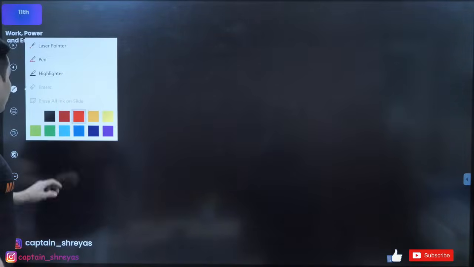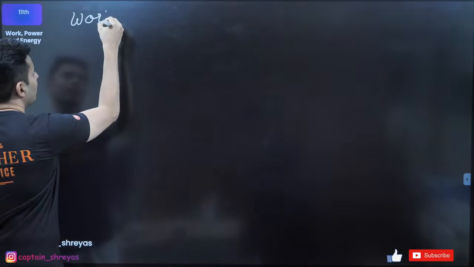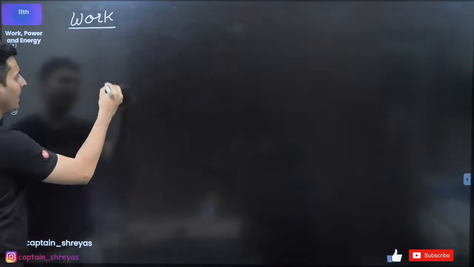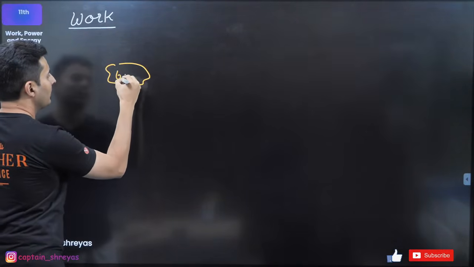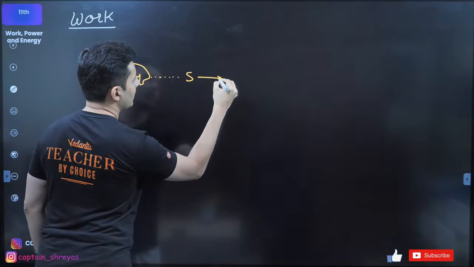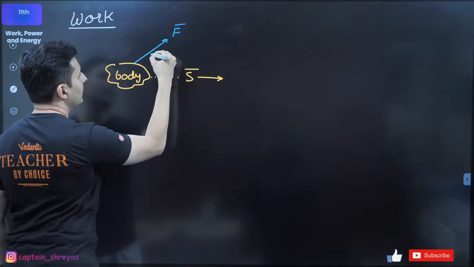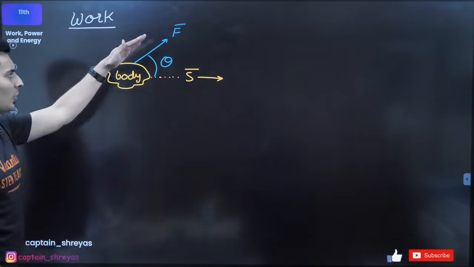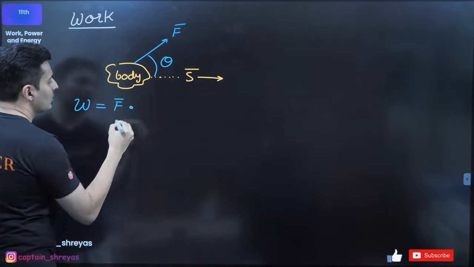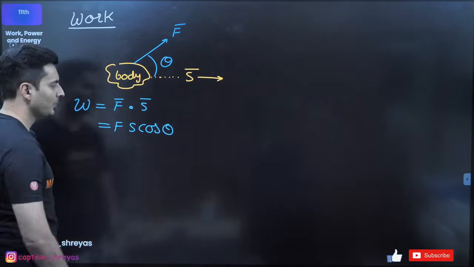Now everybody knows what is work, and if I talk about work, immediately you will start thinking about this particular fact: if I have some body over here and the body undergoes some kind of displacement, like this, and there is some kind of force acting on it, and this is the angle between the force and the displacement, then the work done on that body is F vector dot displacement, which is also Fs cos theta.